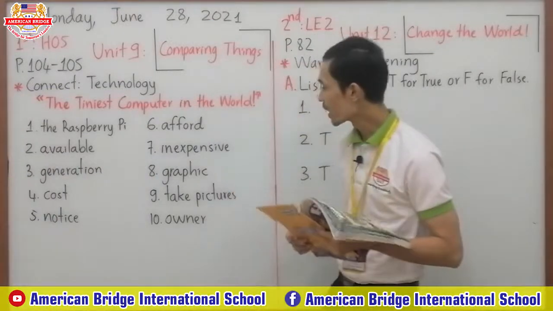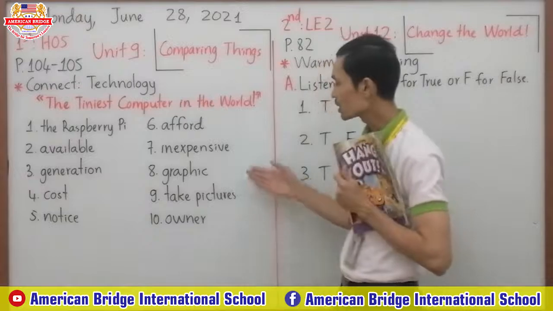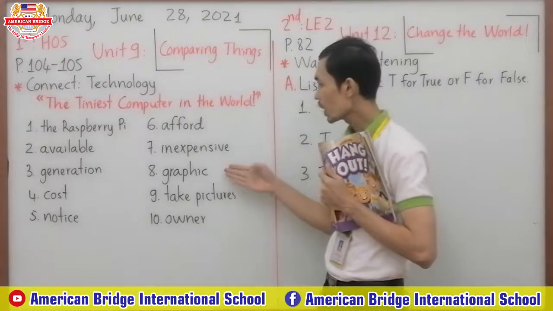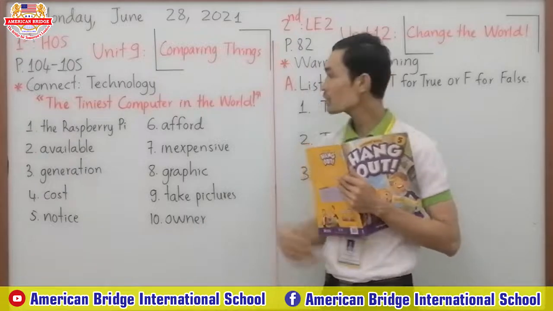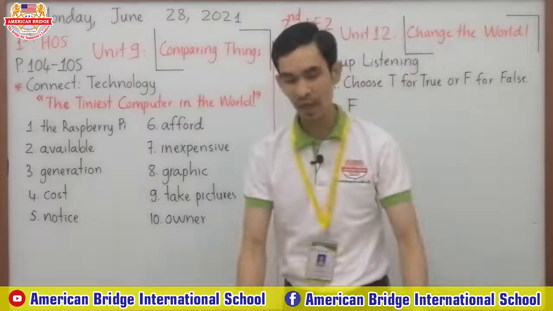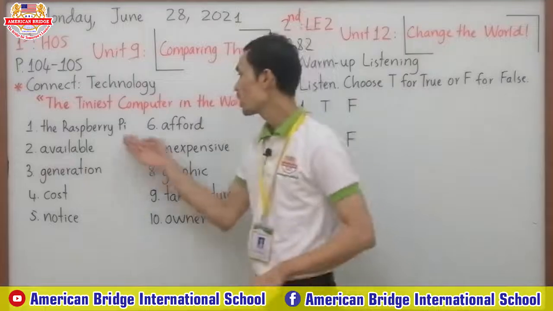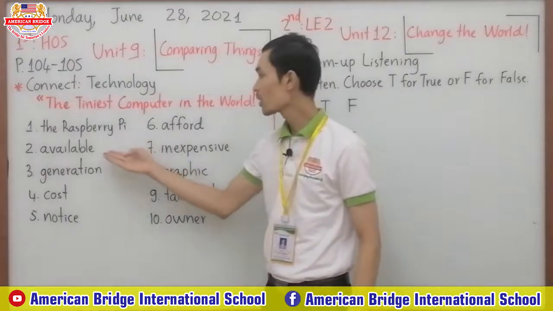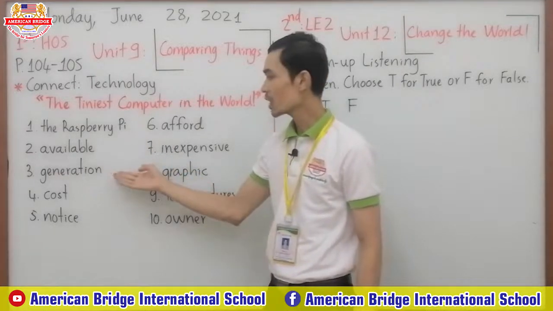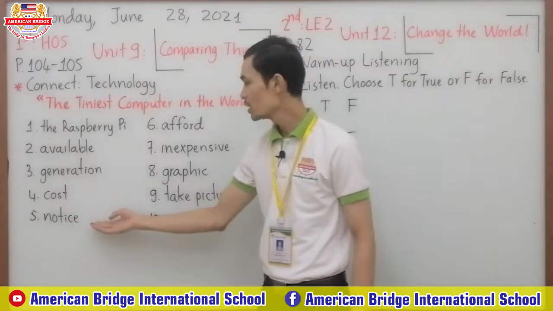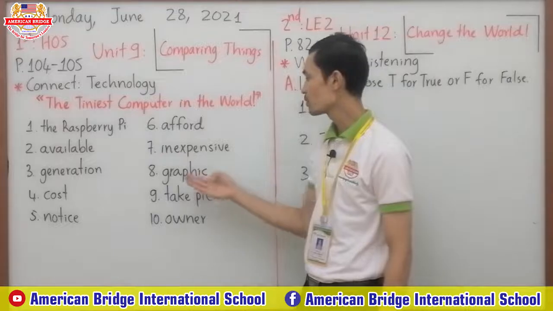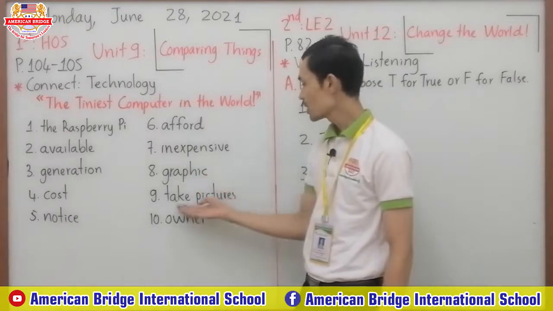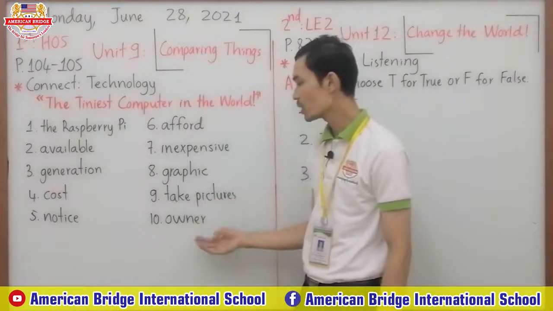Okay, so in the last paragraph, we have 3 more difficult words, right? We have graphic, take pictures, and owner. Okay, so now read the 10 words with me again, everyone. The Raspberry Pi, available, generation, cost, notice, afford, inexpensive, graphic, take pictures, owner.